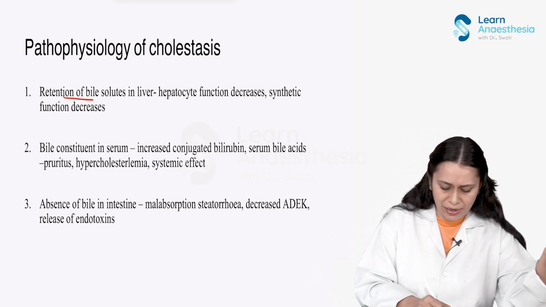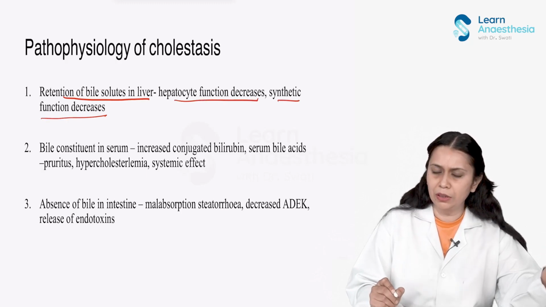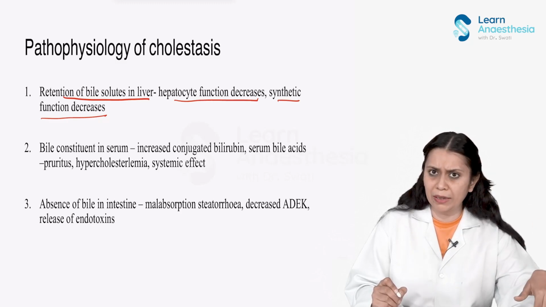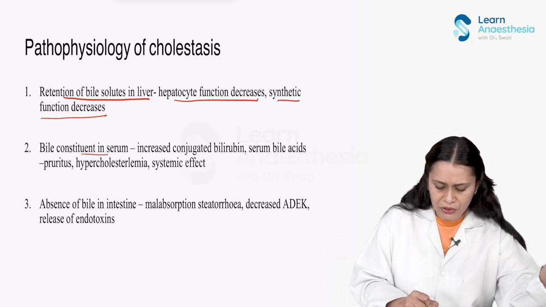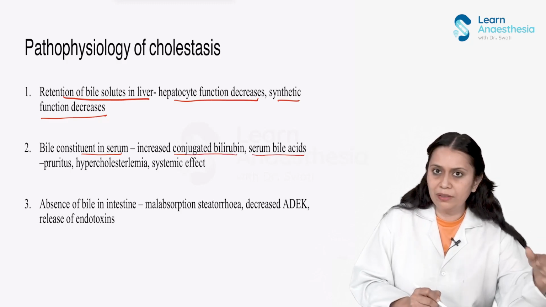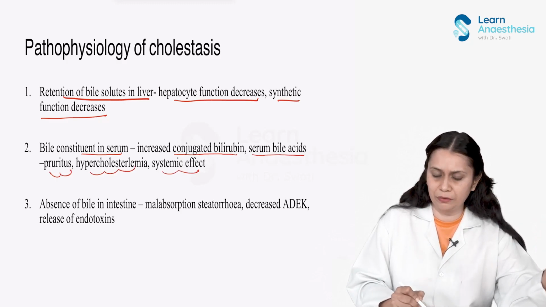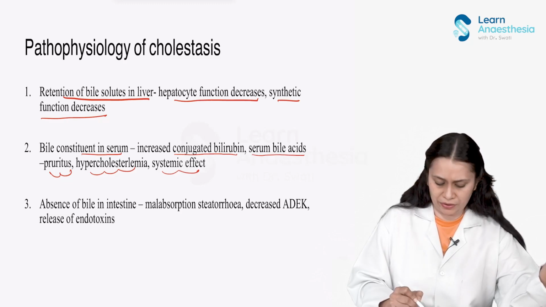So retention of bile solutes in the liver causes hepatocyte function to decrease, decreasing the synthetic ability of the liver. So albumin would decrease, the prothrombin time would increase, and bile constituents in serum would increase: conjugated bilirubin and the serum bile acids. All this will cause pruritus, hypercholesterolemia, and systemic effects, cardiovascular effects, renal effects, etc.